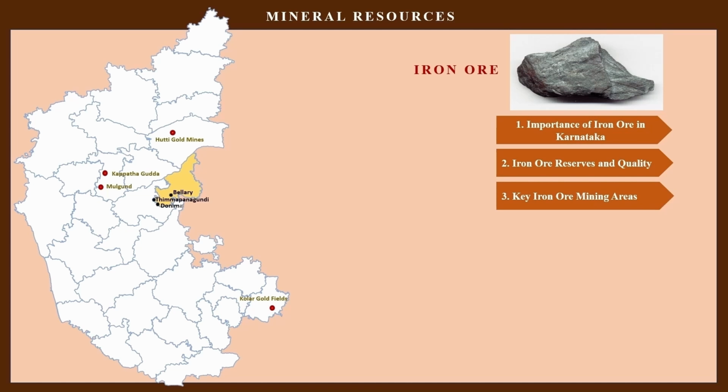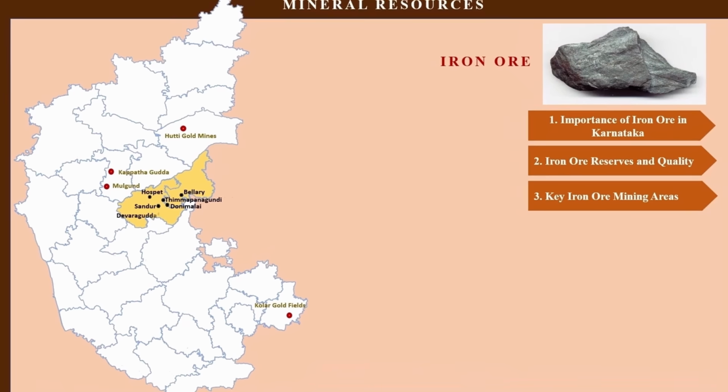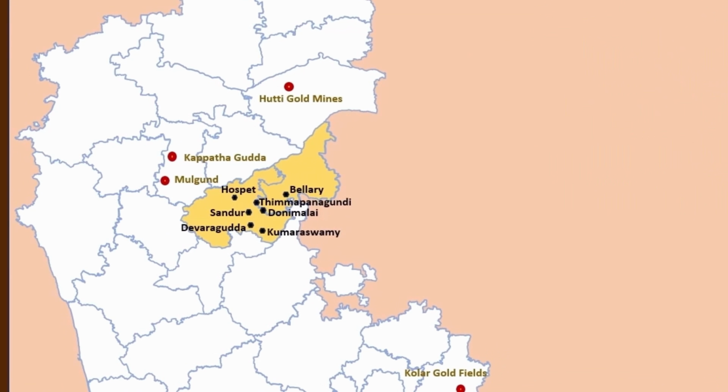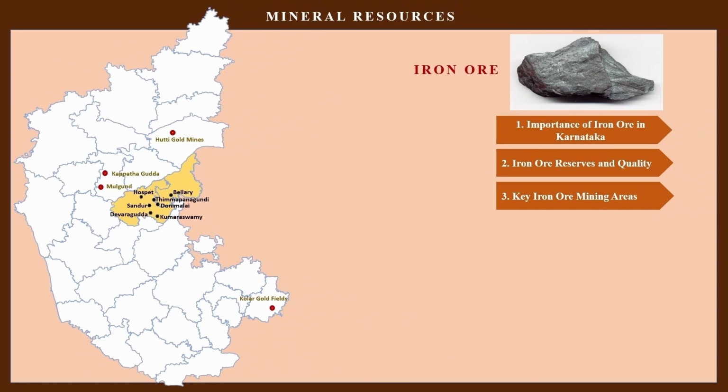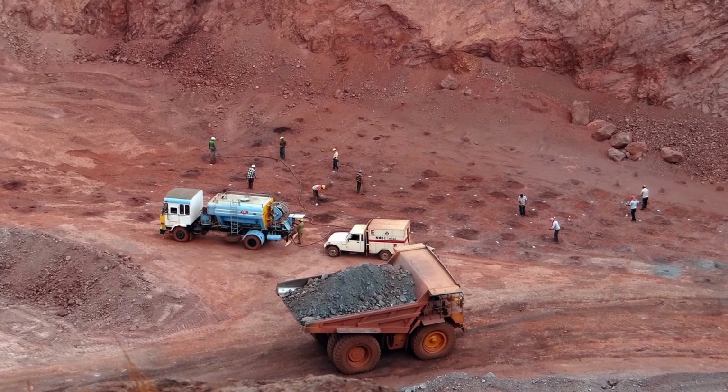The first one is the Ballari and Hospet region. The Ballari and Hospet region, that is the Sandur belt, has significant hematite as well as magnetite iron ores in Karnataka. We can see through the pictures the mining extraction that has happened in the Ballari region.